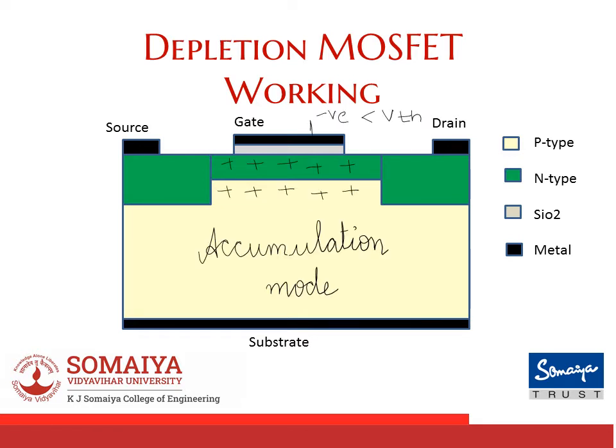Let's see what happens when you apply a negative voltage or a voltage that is less than the threshold voltage required to turn on the MOS. When that happens, you will have more number of holes gathering up at the silicon dioxide interface. That is, the channel will now be overtaken by the holes. In this case, there will be no current flow or very little current flow because you will have the holes taking up the channel, so there will be no proper path for conduction for electrons to move from source to drain. This region of operation is called accumulation mode.